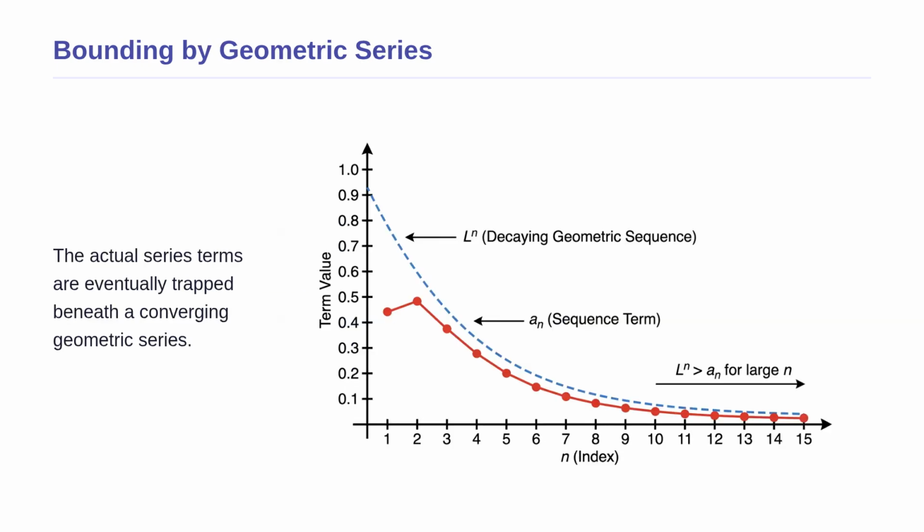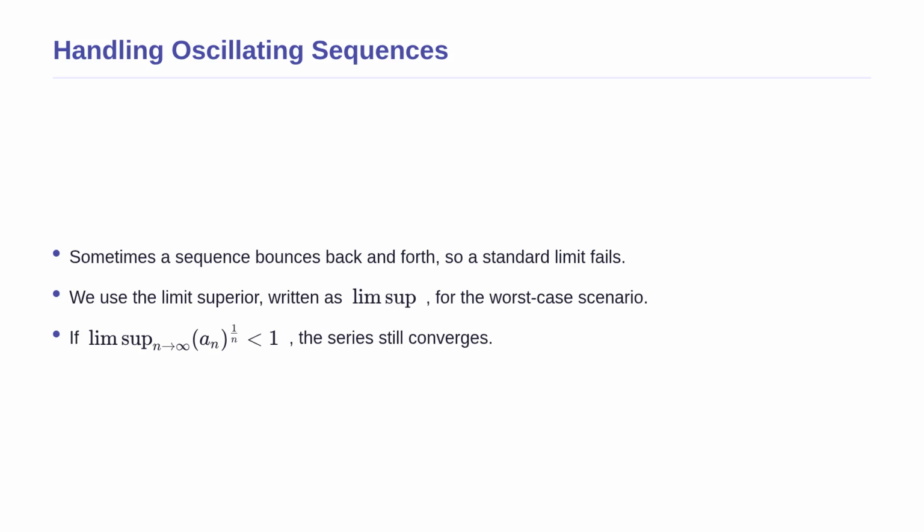To make this proof completely clear, let us look at it visually. The diagram shows a graph with the index n on the horizontal axis and the term value on the vertical axis. The smooth dashed line represents the perfectly predictable geometric series L to the power of n, which shrinks down to 0. The solid line with dots represents our actual series terms. The root test guarantees that eventually our sequence gets trapped underneath the converging geometric series, forcing it to converge as well.